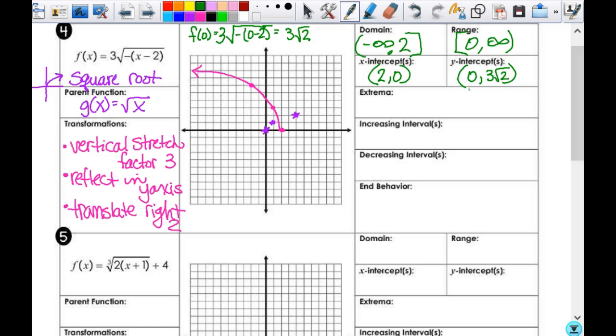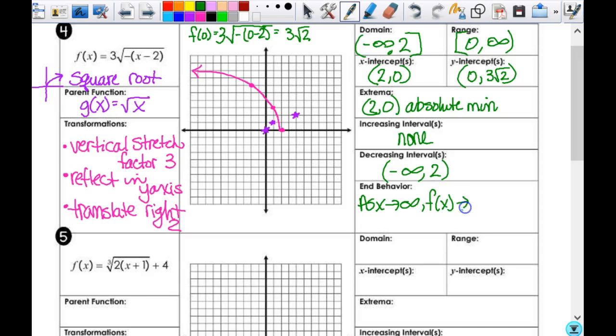Do I have any extrema? Yes. 2, 0, and it is an absolute min. Am I increasing anywhere? No. Am I decreasing? Yes. Negative infinity to 2. In end behavior, as x approaches infinity, do I approach infinity? That makes that negative infinity. And can I put something? Infinity. Talk about half of it.